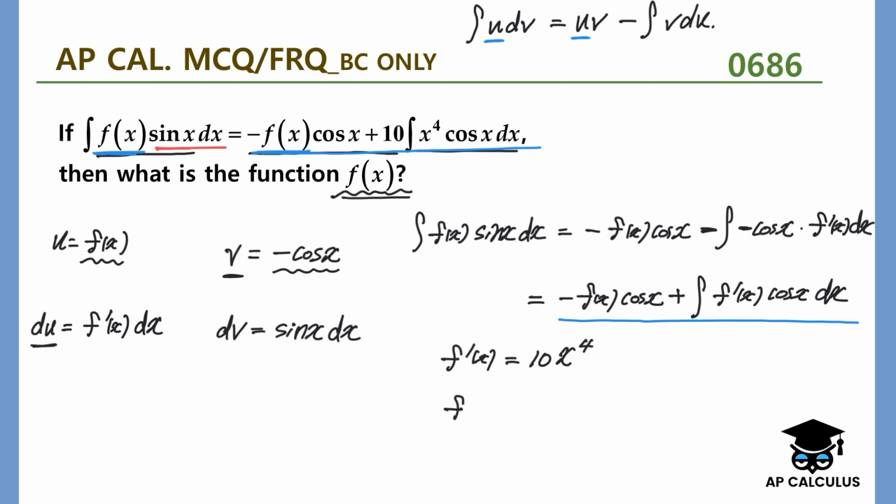So f of x is the antiderivative of f prime, which is equal to 10x to the power of 4. So 10 times x to the power of 5 over 5. That is equal to 2x to the 5. So our function f of x is equal to 2x to the power of 5.